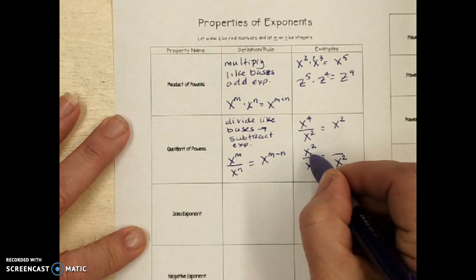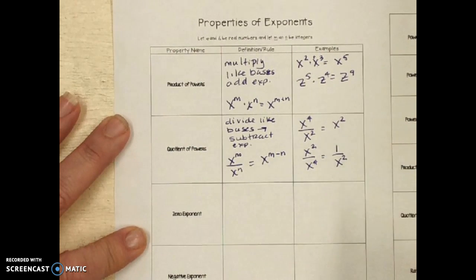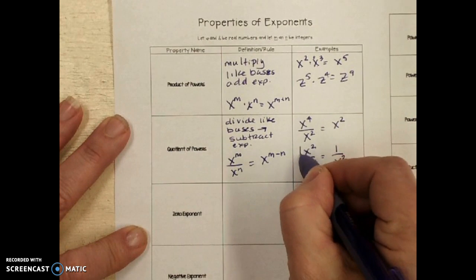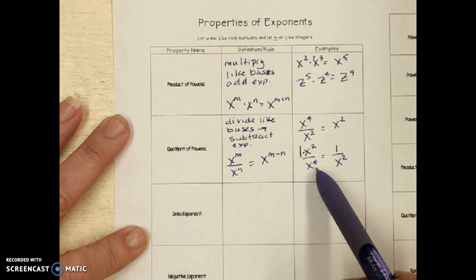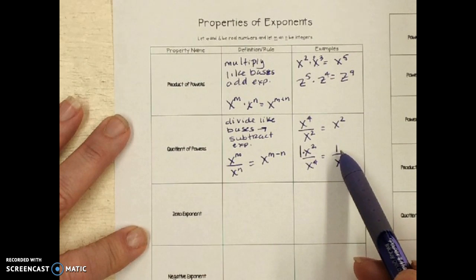And if everything comes out of the numerator, you've got to have that placeholder of 1. Here's the quick explanation: that has an understood coefficient of 1. And so if I take the x squareds to the bottom and subtract them, then the 1 is still there.